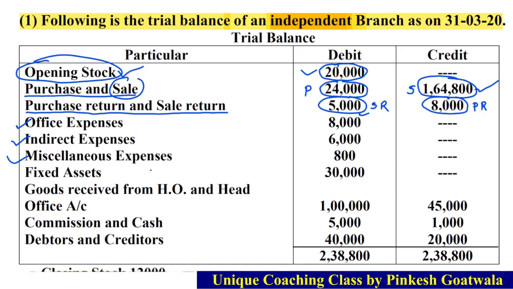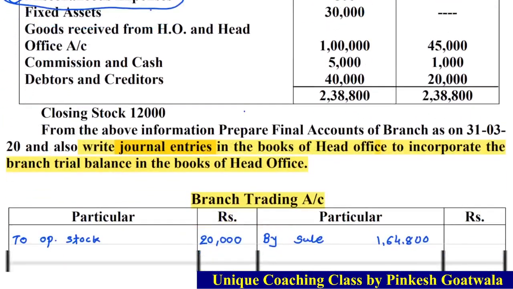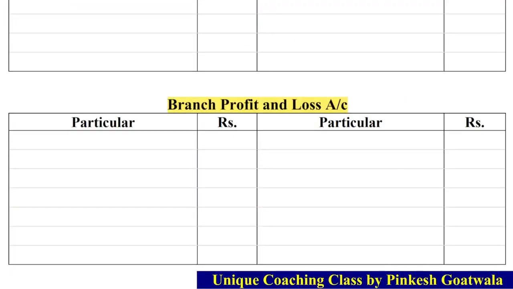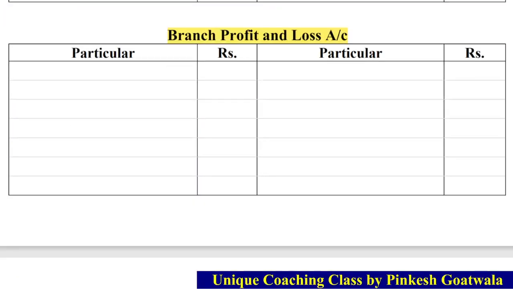Now next, that was office expense, indirect expense and miscellaneous expense. After that, fixed asset is given. We know that all these expenses, office, indirect and miscellaneous, are transferred to which account? That is the P&L account debit side. Where will all these entries come? In P&L on the debit side: 8,000, 6,000 and 800. All these entries will be given to the branch P&L account debit side.